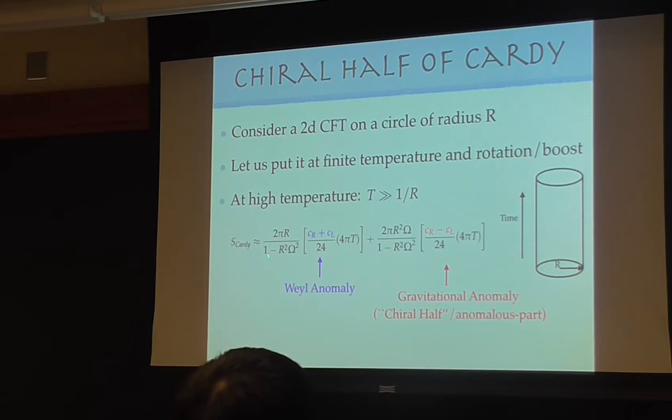So whenever you put a CFT on a curved background, or in this case at finite temperature, it pops out this anomaly that has to do with the scale transformation not exactly being a symmetry at the quantum level, and this is the manifestation. So this we know.